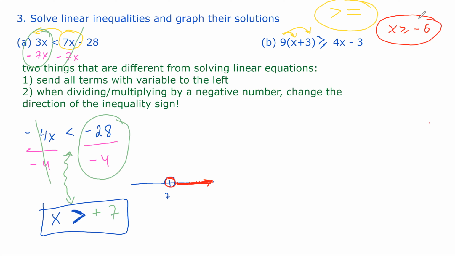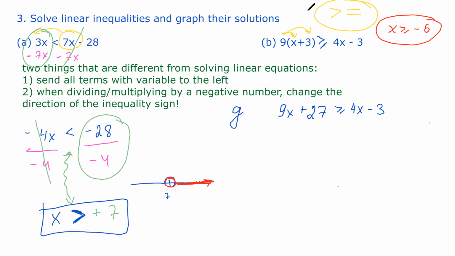Okay, but let's use that distributive property. So 9 times x will give me 9x. I apologize, the 9 is like this. Now, the 9 times 3 is 27, right? So I'm done with that. The right side, I'll just copy over because I can do nothing to it yet, right? So 4x minus 3.